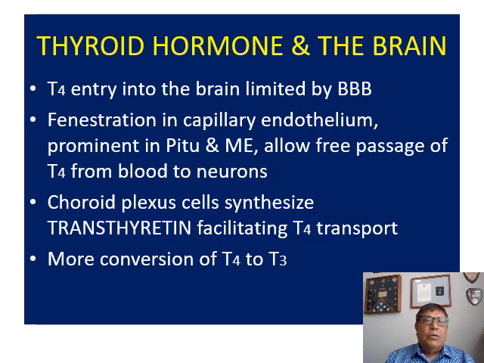Another protective mechanism is the choroid plexus. Cells synthesize a special type of protein which acts as a thyroxine binding globulin, transthyretin, which facilitates the transport of T4. And there is more conversion of T4 to T3 by activating the outer ring deiodinase, which I just mentioned before. So all these mechanisms are there to protect the baby's brain.